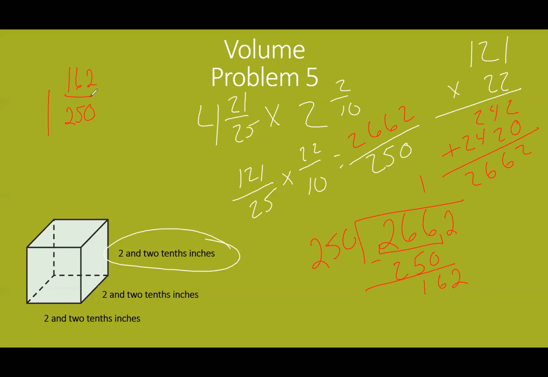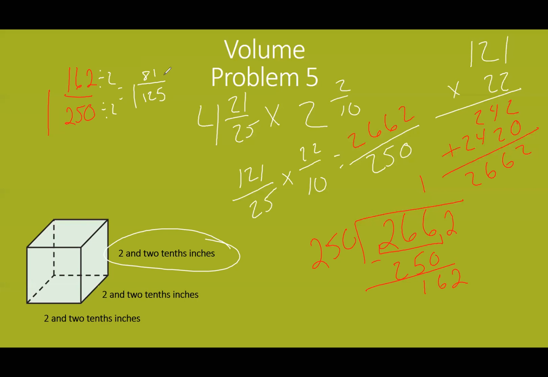But I know that can be reduced. I'm going to reduce it by 2 because 2 is an even number and so is 0. 2 goes into 16, it's going to be 1. 2 goes into 16, 8. So it's going to be 81 over 2 goes into 2 once, and 2 goes into 50 25 times. So it's 1 and 81 125ths.